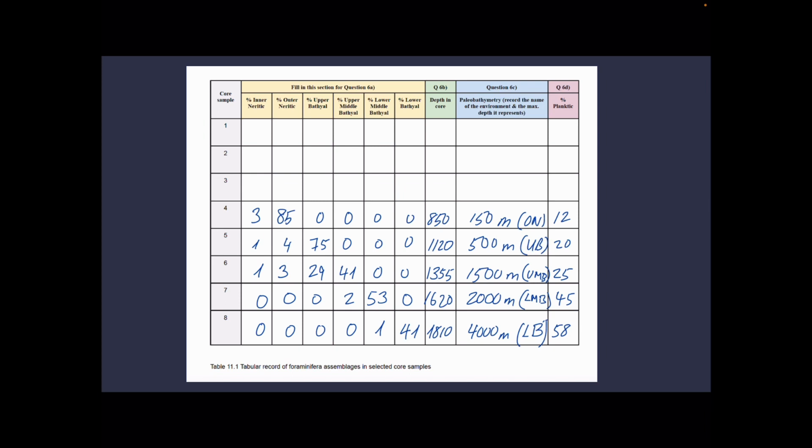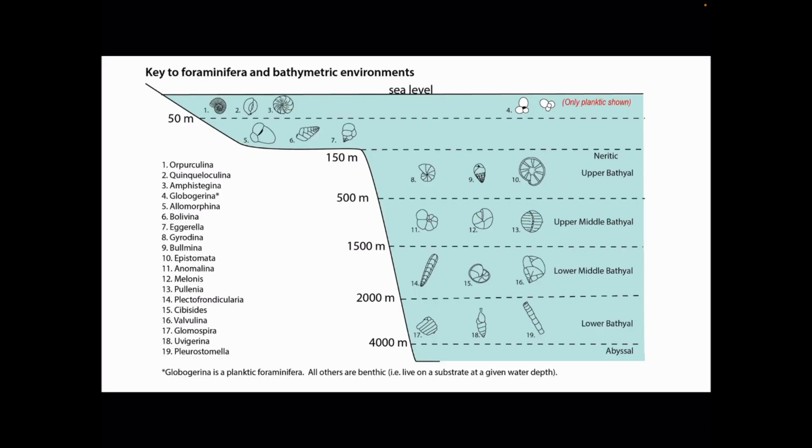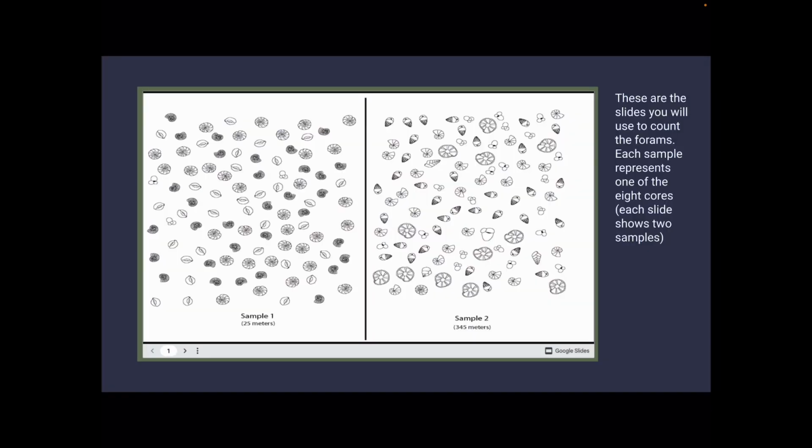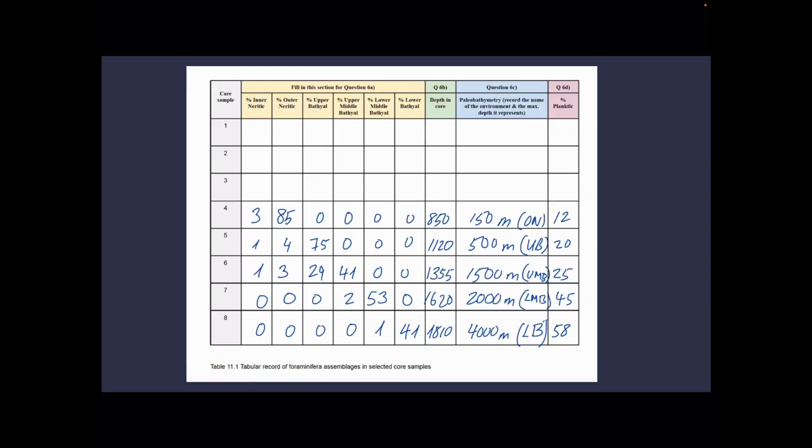So there were 85 from the outer neritic, there were 3 from the inner neritic, and then if you look at the other end, this pink column over here that says percent planktic, those are how many were planktic forams, and those are these little ones. If you look up here at the top, number 4, these little white ones, they are the Globigerina, and these are the only ones that are planktic. So these are the ones you're going to count to figure out this very last column, column 6D.